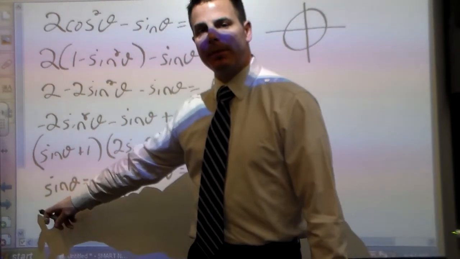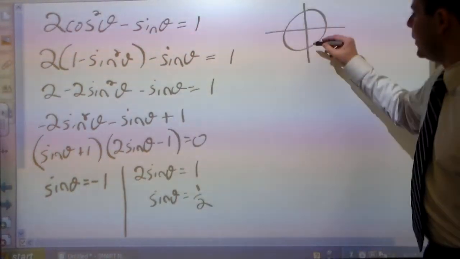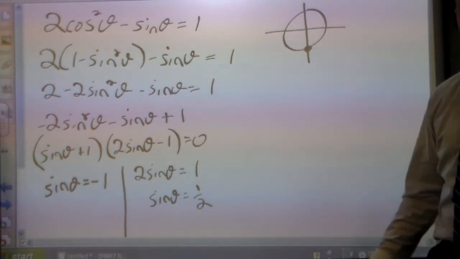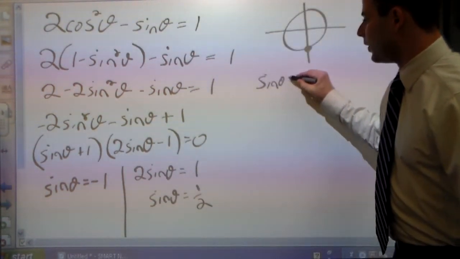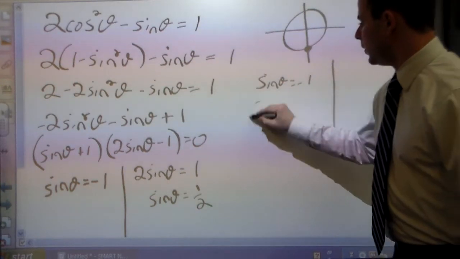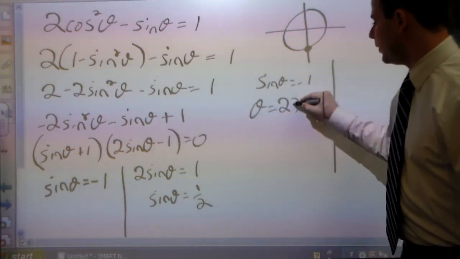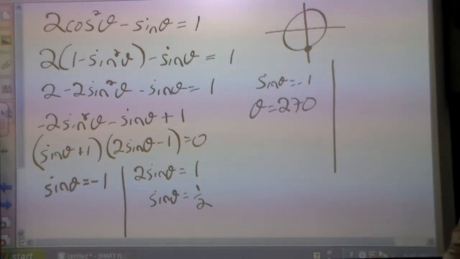Sine is the y-coordinate. The y-coordinate here is -1. The y-coordinate is -1 right there only. So for this side, for sine theta equals -1, we get our angle is 270 degrees.